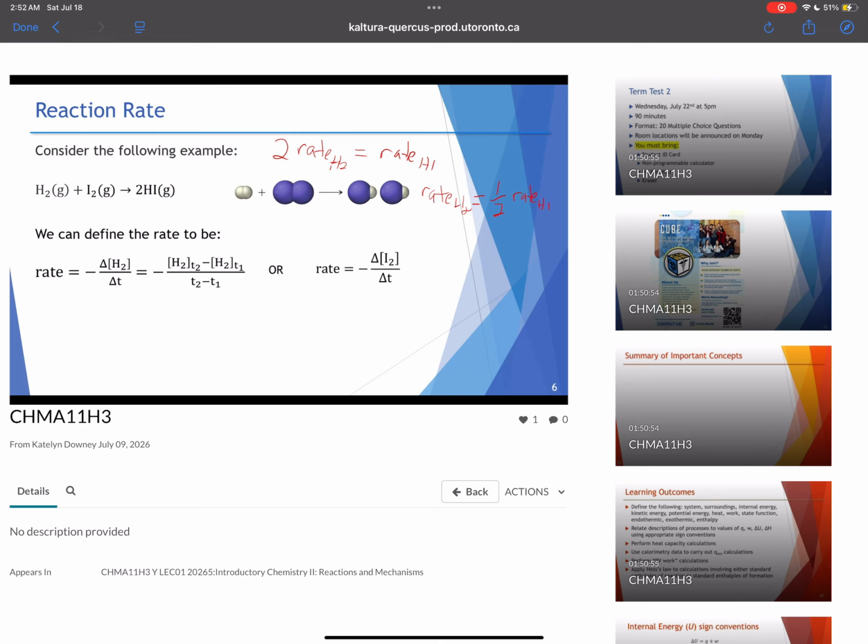So how do I write the overall rate of my reaction in terms of HI? Well, I have to take into account the stoichiometry. I know that all of these need to equal the same value because they all equal the general rate of the overall reaction. So when there is a stoichiometric coefficient involved, we have to take it into account.